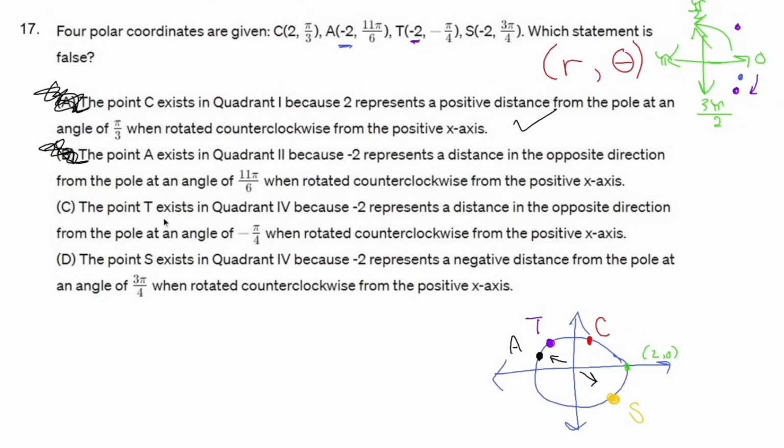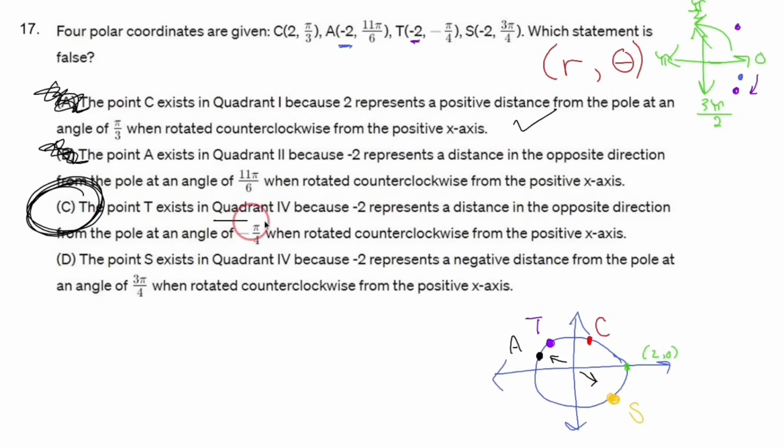The point T exists in quadrant 4, because negative 2... T is in quadrant 2. So we have our lie already. So that's the guy we want. But let's keep going, because negative 2 represents a distance in the opposite direction from the pole at angle negative pi over 4 when rotated counterclockwise.